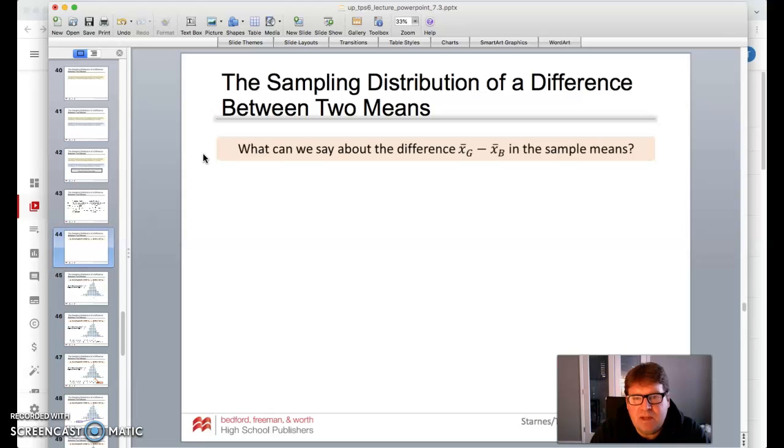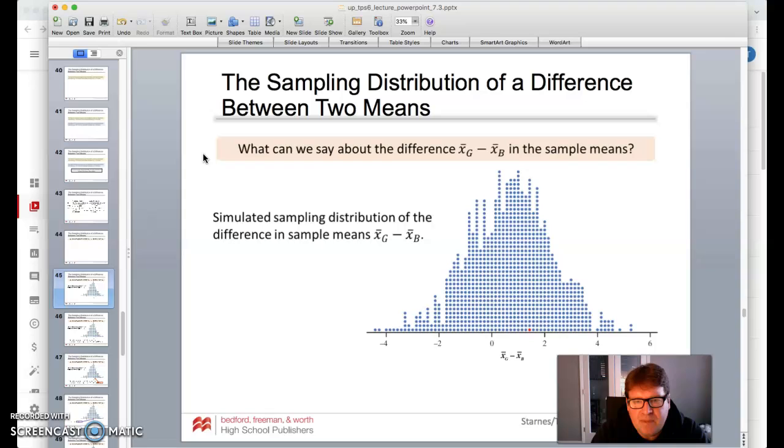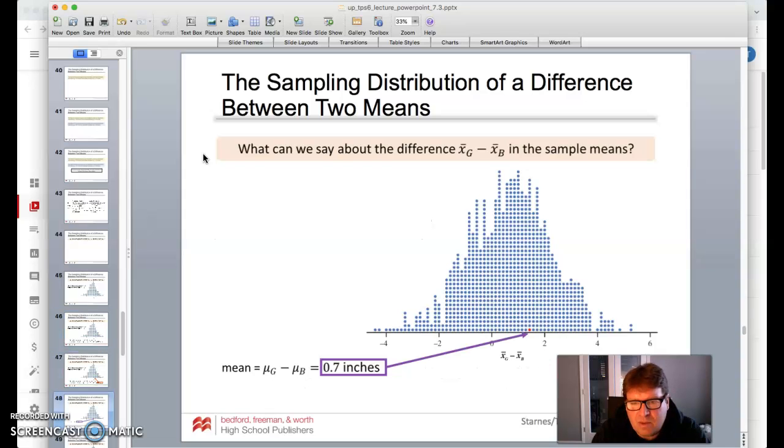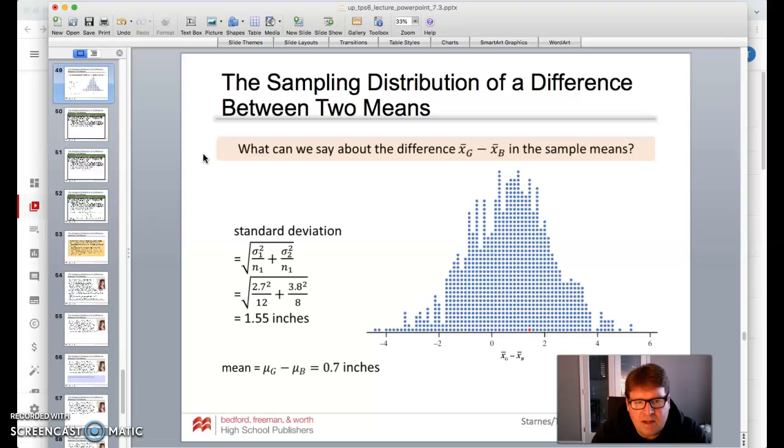Now, what can we say about the difference between the girls' and boys' sample means? Well, we could simulate this, of course. We get this little distribution here. And what we notice is that one set of samples gives a mean of 56.09 for the girls and 54.68 for the boys. If we subtract those, of course, we get 1.41 inches. All right, that's what we get right there. Now the mean of the difference would be 0.7 inches, and the standard deviation, of course, would be 1.55 inches.